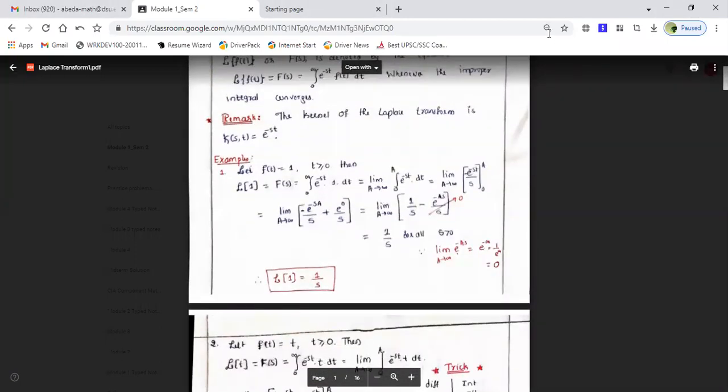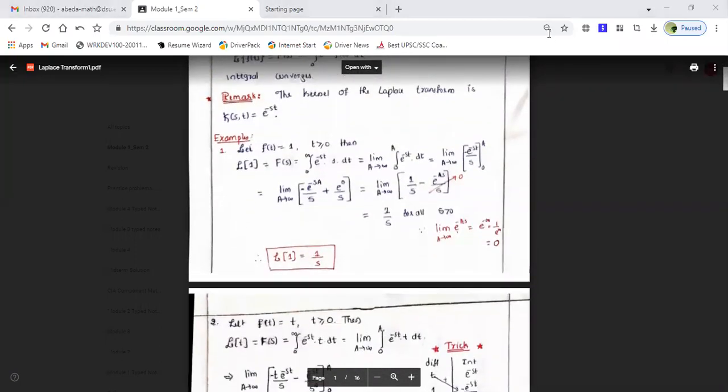Okay, now let me solve one simple example of how we find the Laplace transform of functions. Clearly you can see, guys, f of t is equal to 1, and they ask us to find the Laplace transform of this function, where t is greater than or equal to 0. Now the Laplace transform of 1, where f of t is 1, is nothing but F of s.